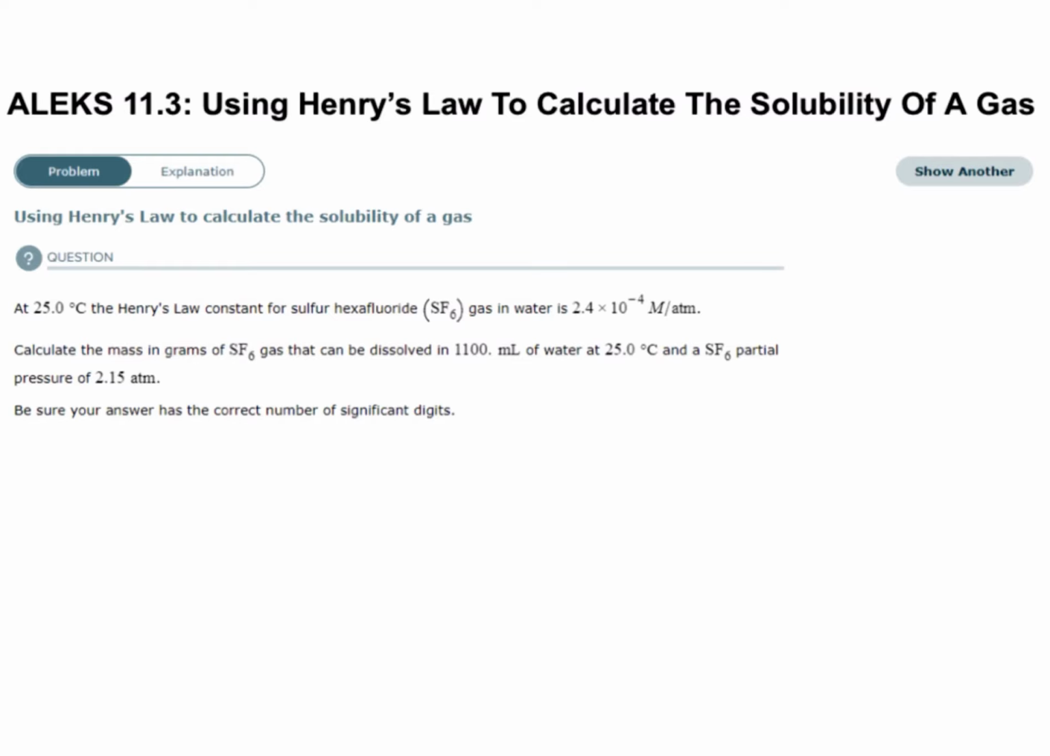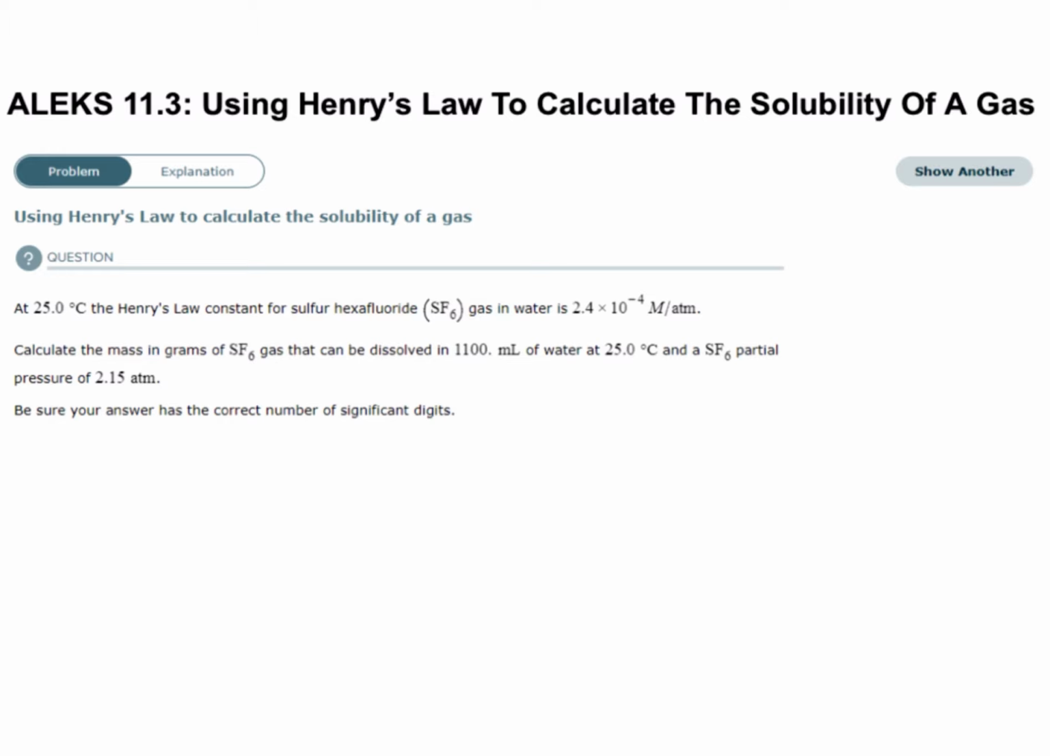We're going to work on an ALEKS problem that deals with using Henry's law to calculate the solubility of a gas. And Henry's law states that the solubility of a gas is directly proportional to the pressure of that gas. So what that means is, as I increase pressure, then I should have an increase in solubility. And if I decrease pressure of this gas, then I should also be decreasing the solubility of this gas. Let's take a look at an example.